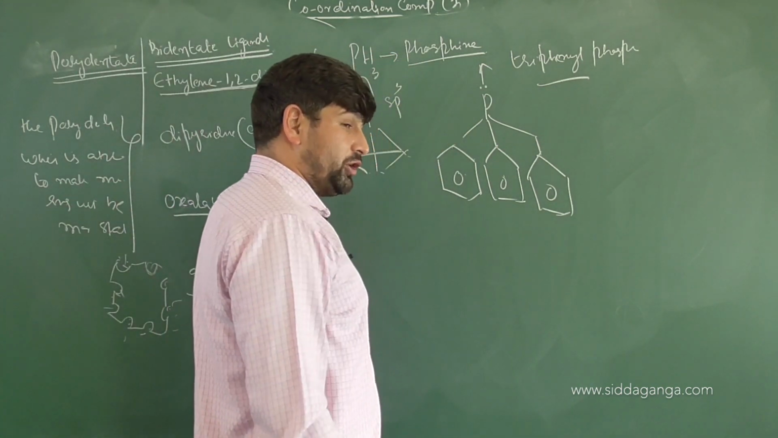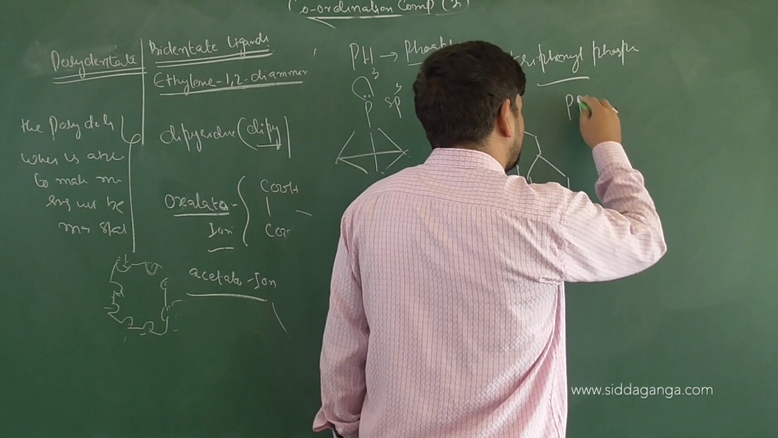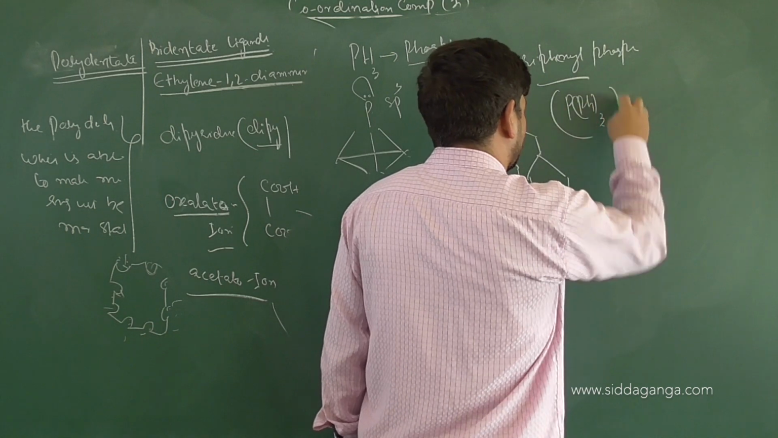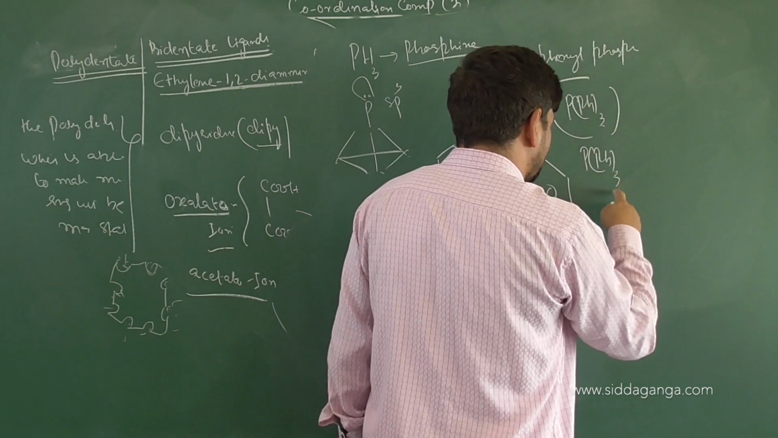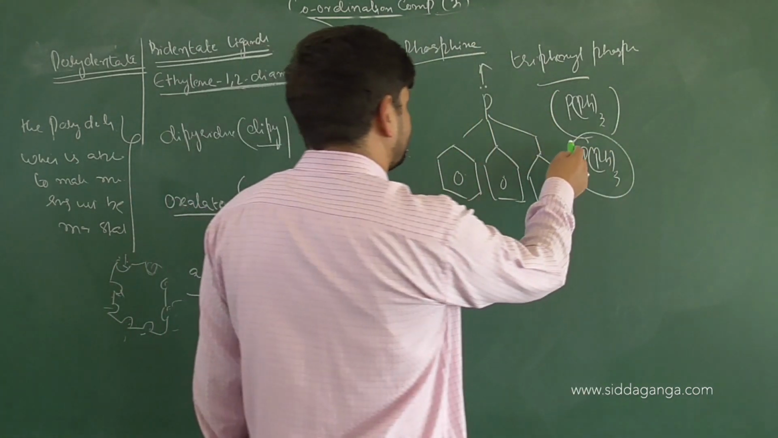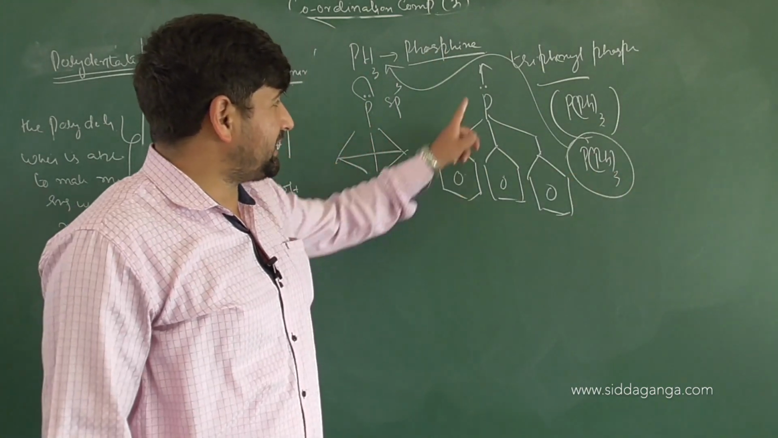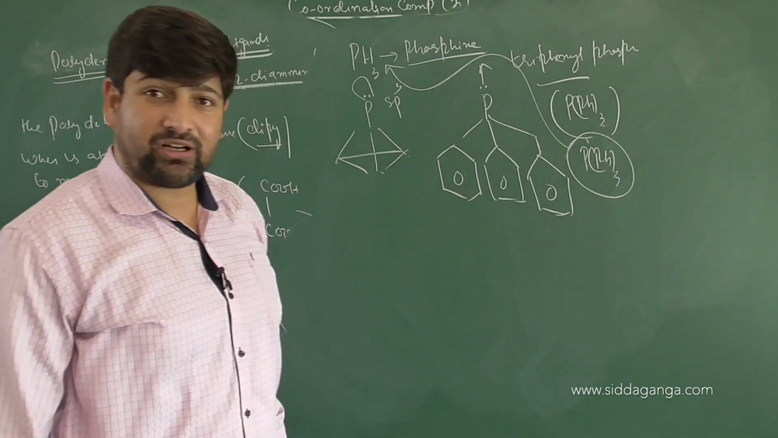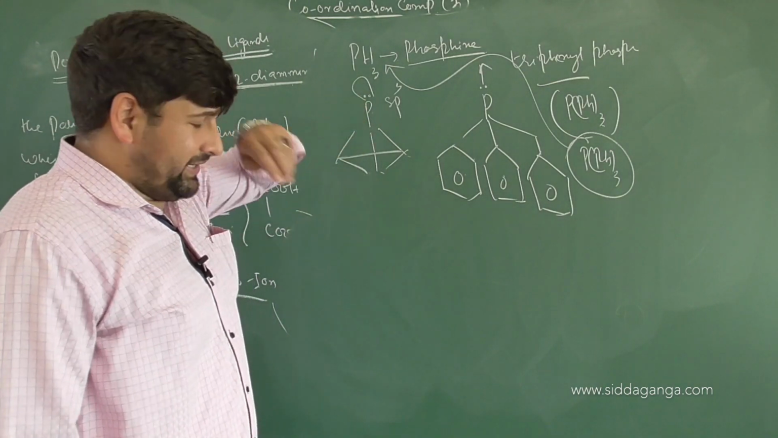Triphenyl phosphine. So how do you write it? You write it PPh3. Triphenyl phosphine. Earlier it was PH3. Now it is triphenyl phosphine for us. So it's a monodentate ligand again. Correct or not? Clear? Okay. Fine.